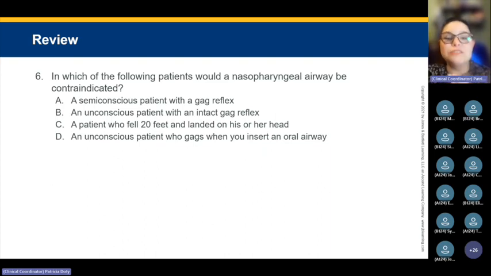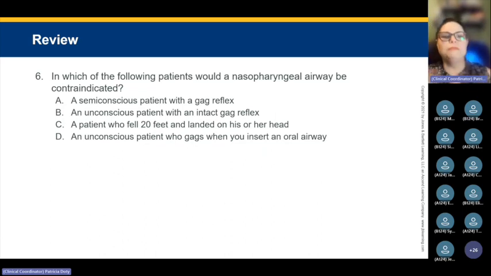All right. In which of the following patients would a nasopharyngeal airway be contraindicated? A, a semi-conscious patient with a gag reflex. B, an unconscious patient with an intact gag reflex. C, a patient who fell 20 feet and landed on his or her head. D, an unconscious patient who gags when you insert an oral airway.